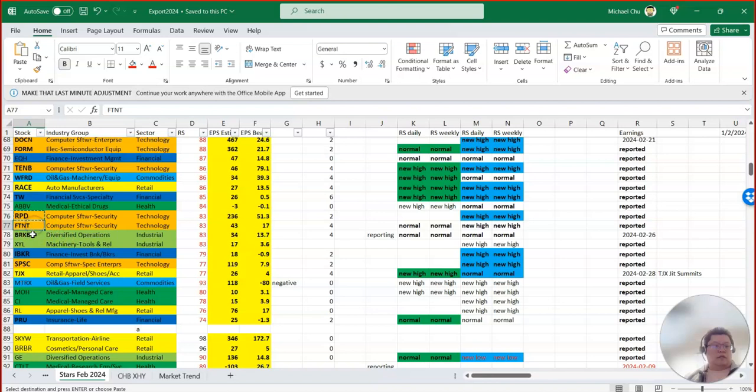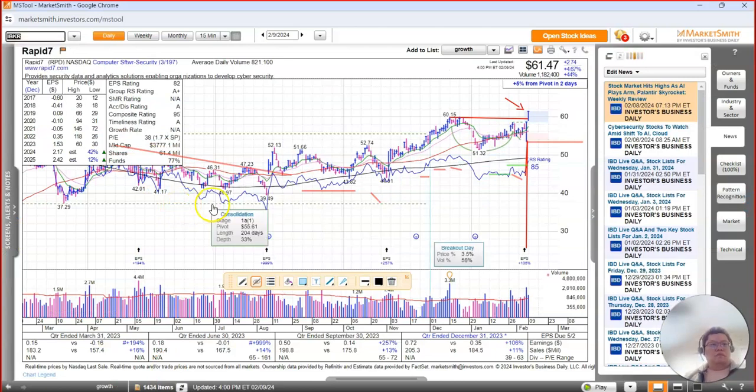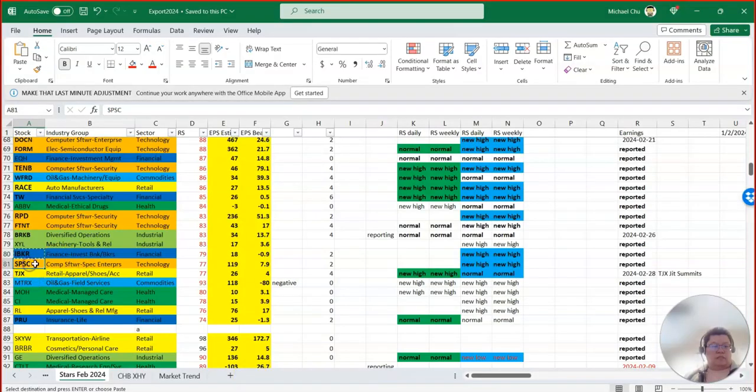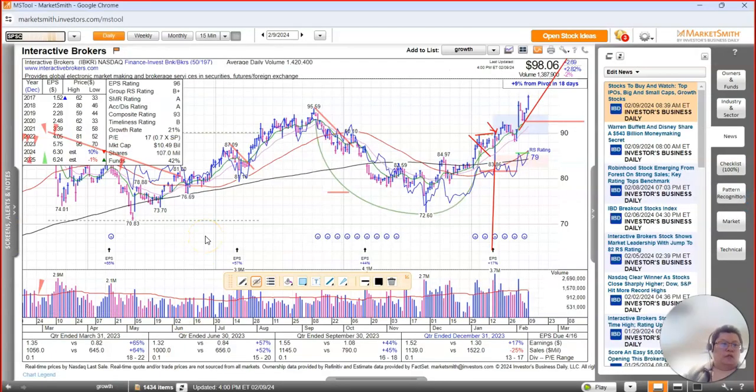So FTNT, PLKB, yeah, even Interactive Brokers. Let's look at that. Look at this. This is the cup with handle right here. This was the shakeout right here on earnings. This is exactly like what we just saw on the previous chart, and now it's moving really strong, at a 45-degree angle. SPSC also just came out on Friday on earnings.